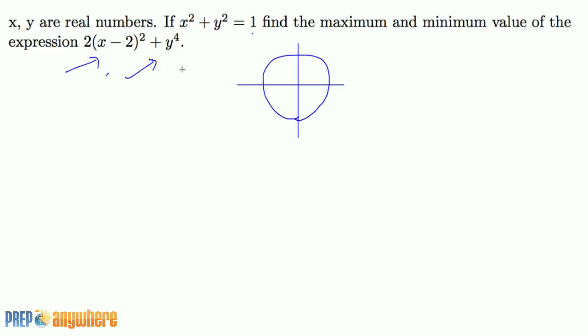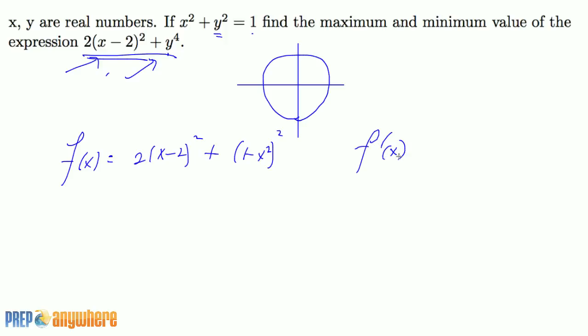So first thing, let's convert that. Okay, let's make that into a function of x. So x you leave, the y, I'm going to use this property that y squared is equal to 1 minus x squared. So 1 minus x squared, squared. So the maximum or minimum will occur at the critical point, which is when the derivative is equal to 0.